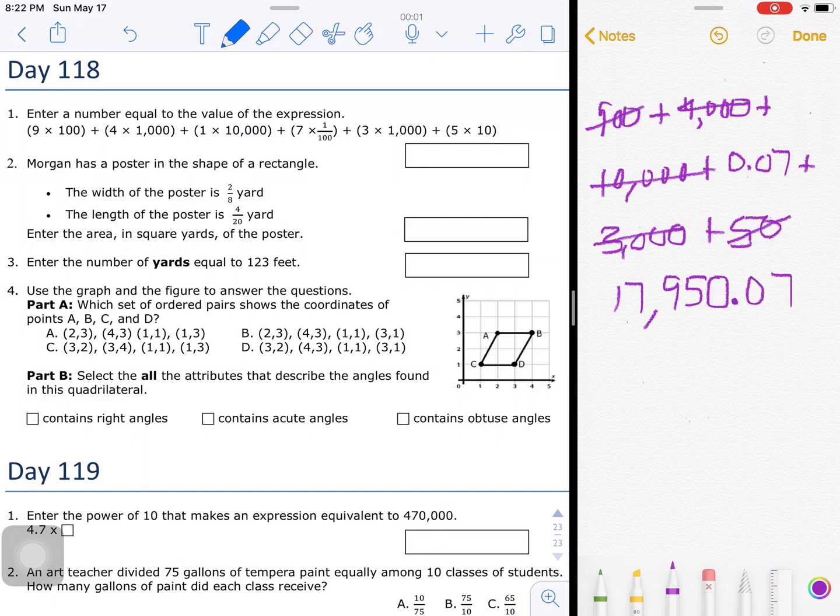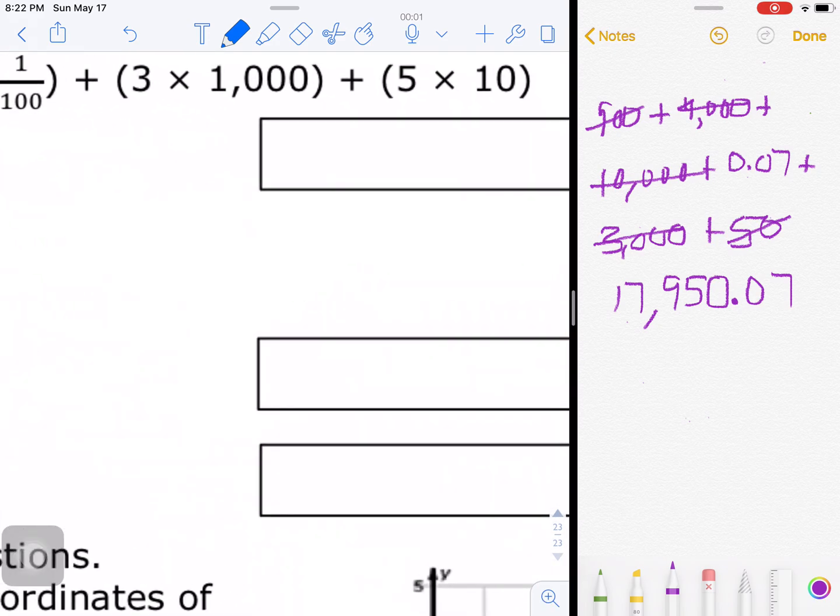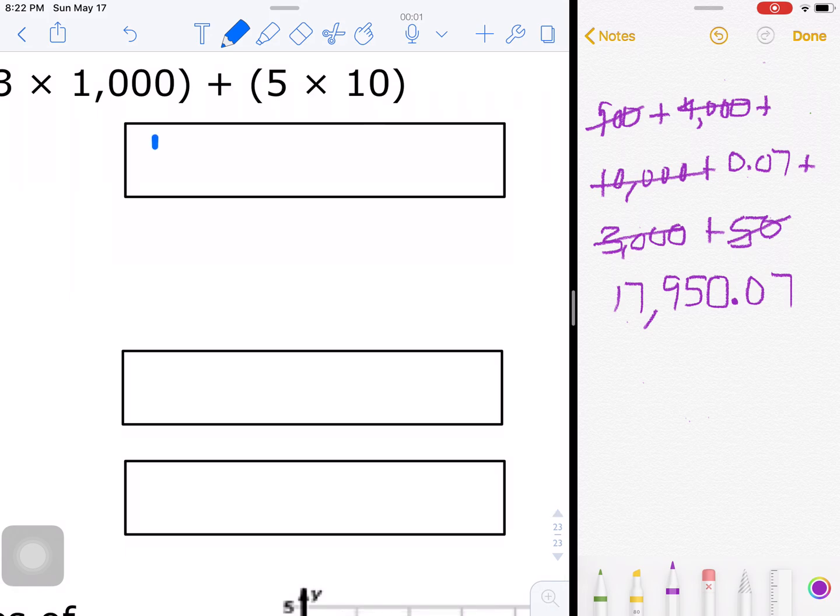So we have 17,950 and 7 thousandths. And there we go.